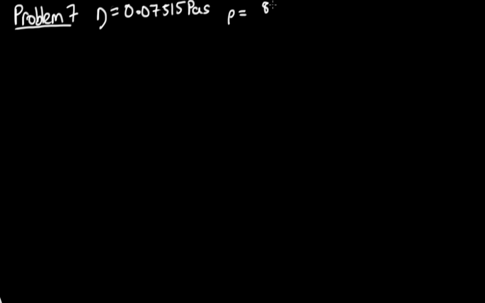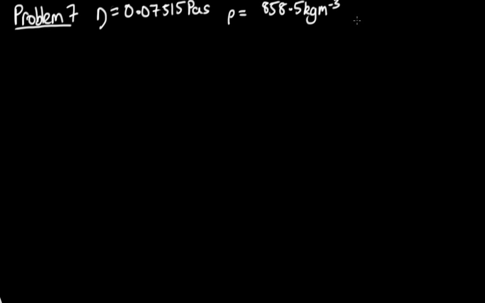So this is problem 7. This problem says crude oil has a viscosity of 0.07515 Pascal seconds. So let's make a note of that. Viscosity is equal to 0.07515 Pascal seconds. And the density, rho, is equal to 858.5 kilograms per meter cubed.